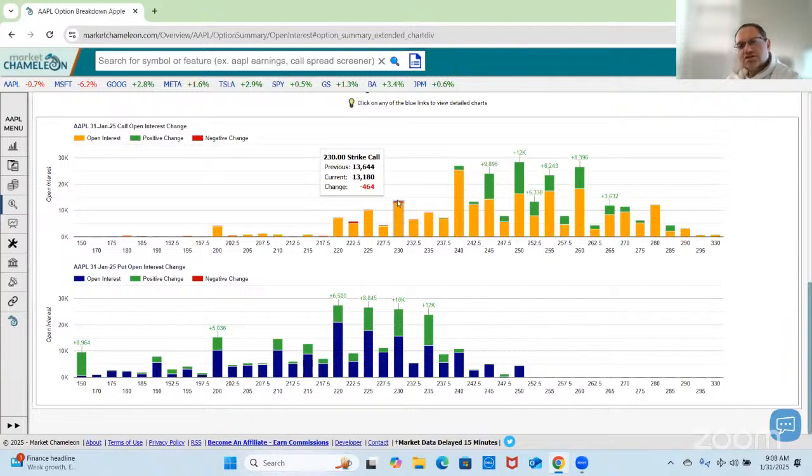This allows us to quickly see what's going on here. What's going on in Apple? Well, in the calls, at least up top here, we see that the largest open interests are between the 240 strike and, let's say, the 260 strike.